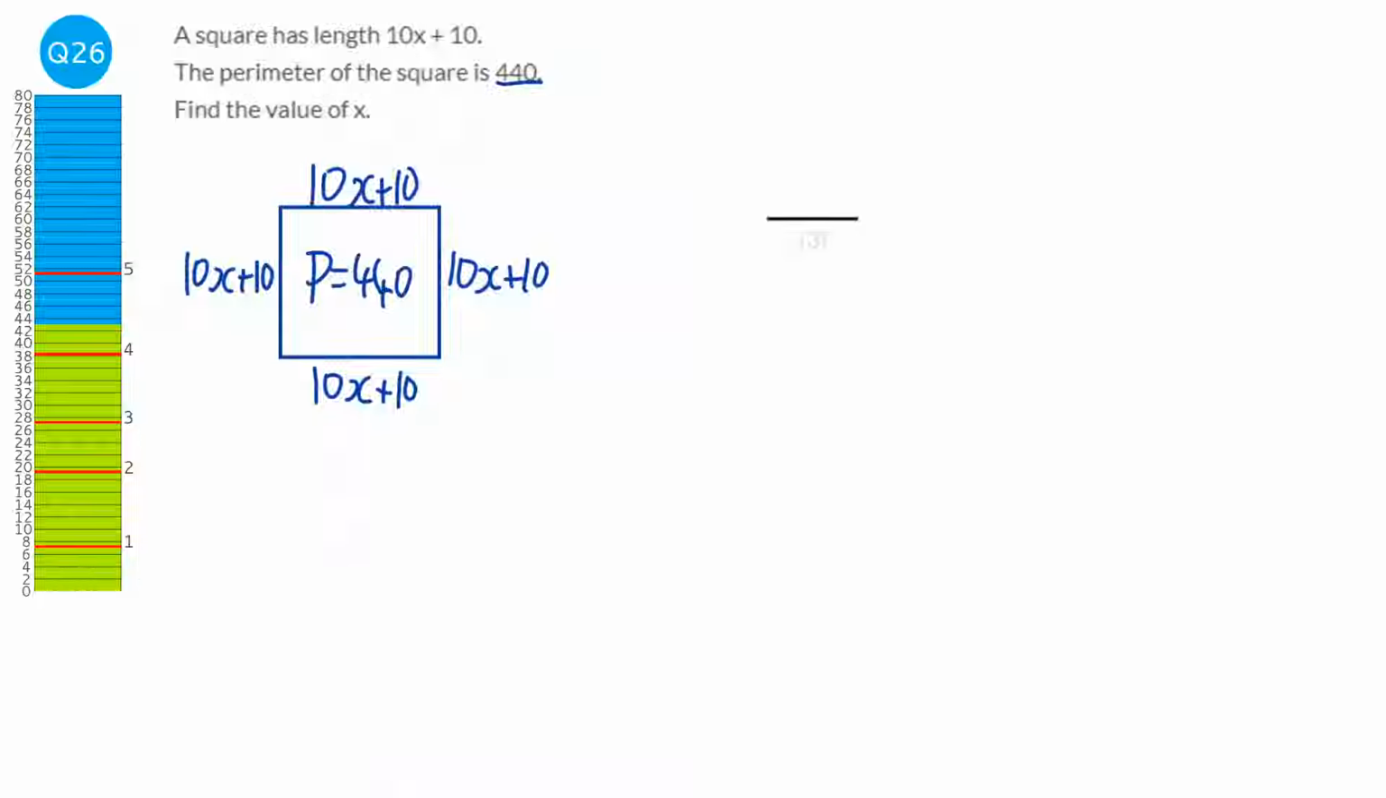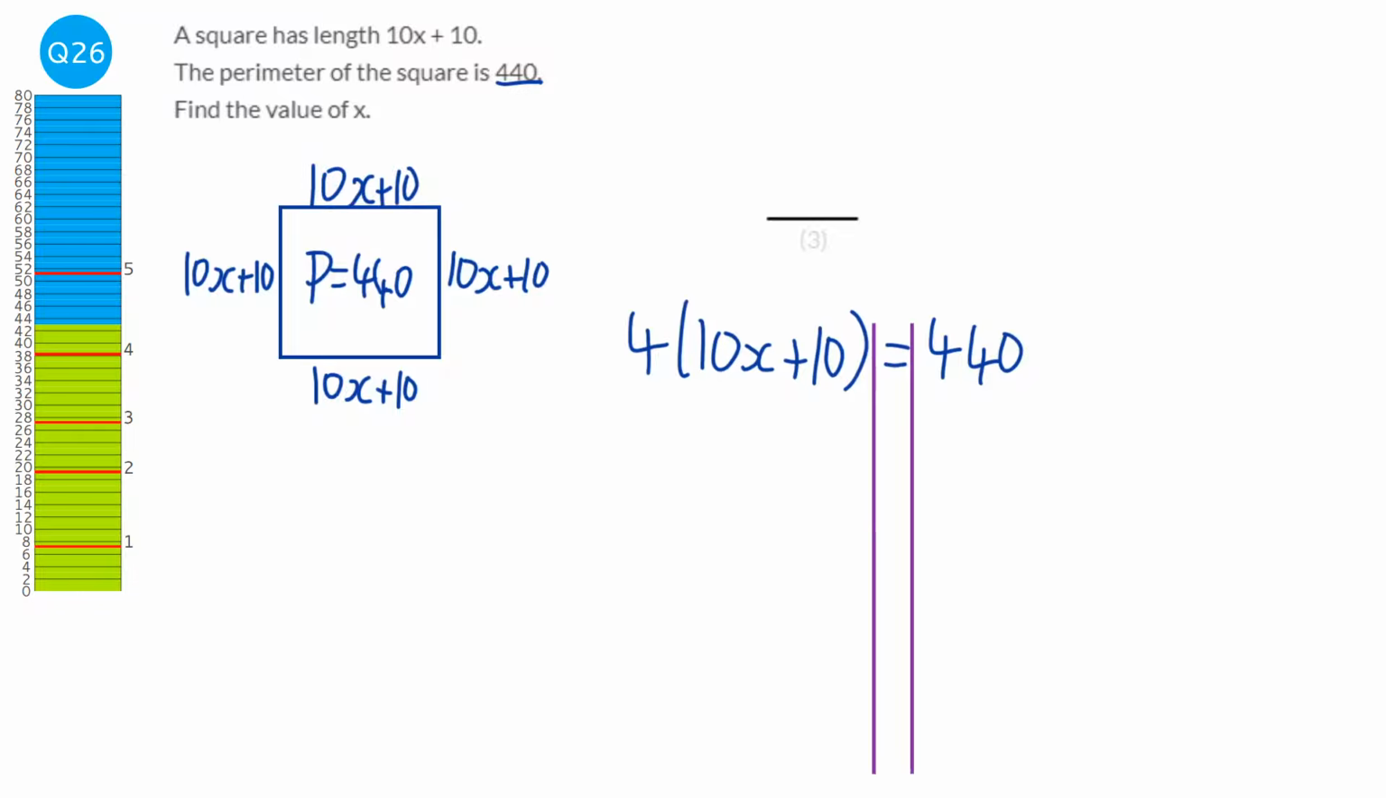So what we can do is we can work out the perimeter in algebra by multiplying 10x plus 10 by 4, or just adding up the 4 lengths that we've got. So we're going to do 4 times 10x plus 10. But we also know that that is going to be 440 because we're told in the question that the perimeter is 440. So put our lines in because we're going to solve, and we're just going to start by expanding the brackets. So that'll be 40x plus 40 equals 440.